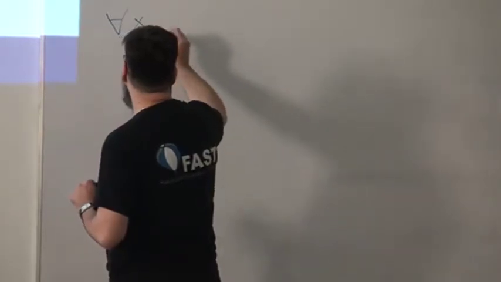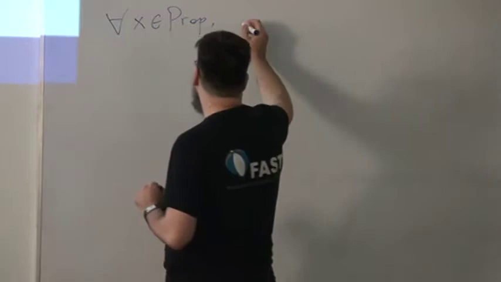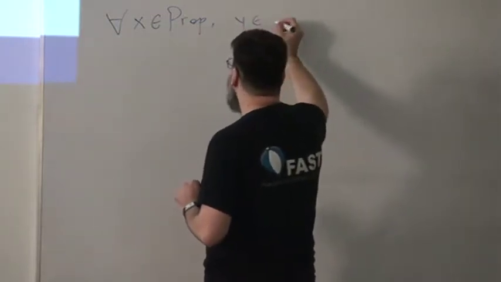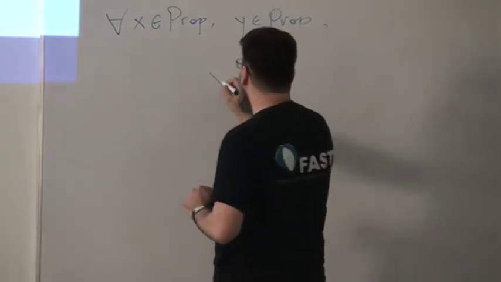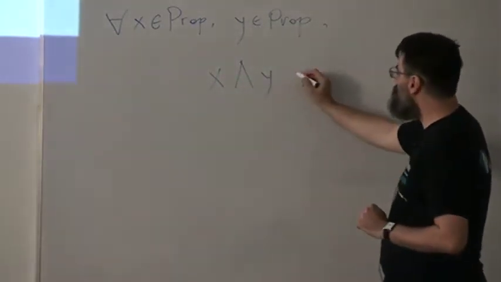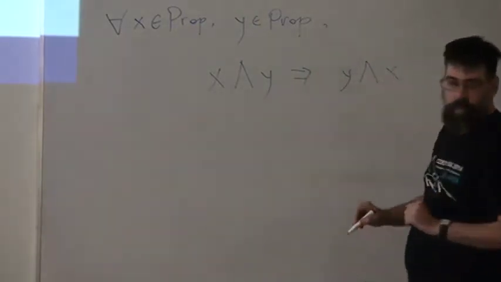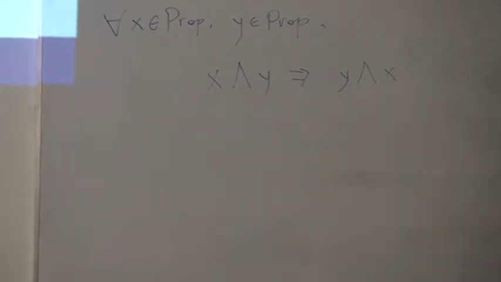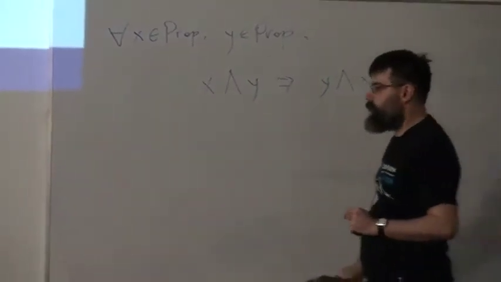So the proof is that for all x, which is a proposition, and for all y, which is a proposition, if x and y is true, then y and x is also true. So, how do we prove it? Well, we're gonna go into the same environment that I used for making the verified VM.